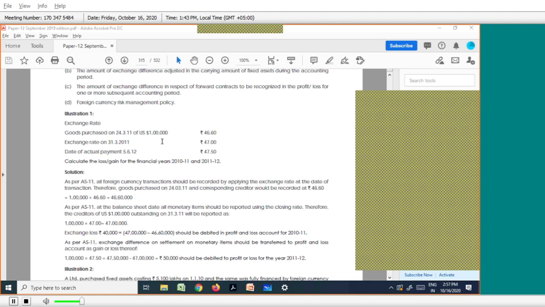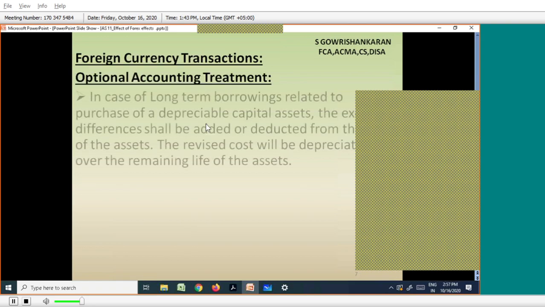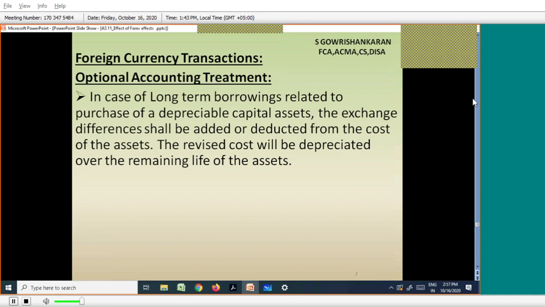But in case of a long-term forex monetary item, they give one more option. What is that option? Optional accounting treatment: in case of long-term borrowings related to purchases of a depreciable capital asset, the exchange differences shall be added to or deducted from the cost of the asset. The revised cost will be depreciated over the remaining life of the asset. So what are they trying to say?